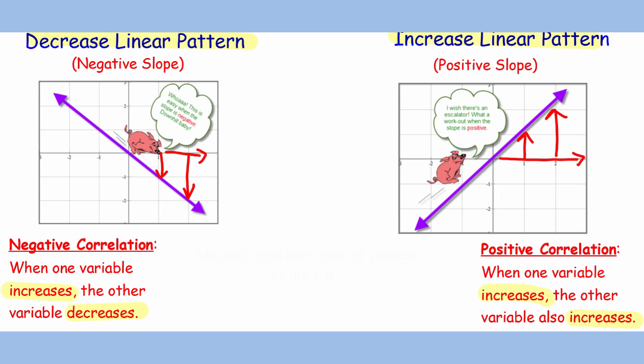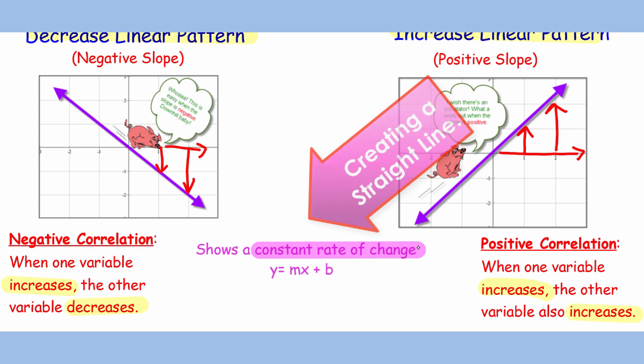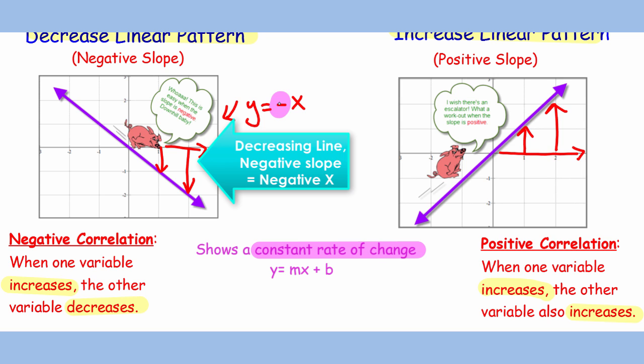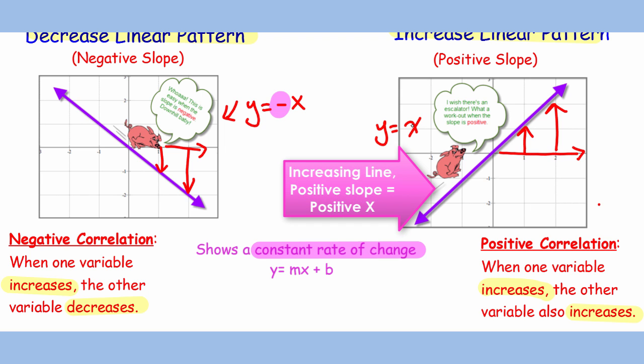Now to go a little bit deeper to get you more ready for next year, these two also show a constant rate of change, which basically means creating a straight line. And when you write an equation for the line, it will be in the form of y equals mx plus b. The equation for this line will be y equals negative x, which the negative shows that the line is decreasing. And this line on the right will be y equals x, a positive x, because the line is increasing.